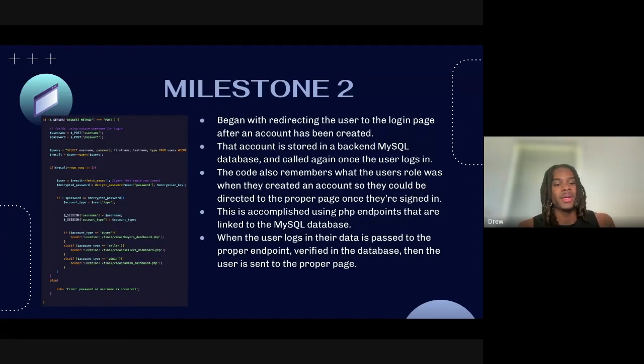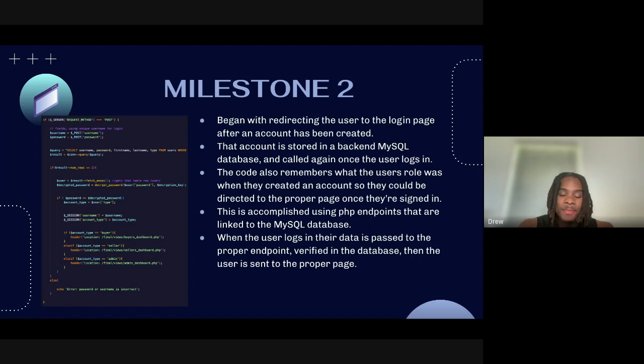So to start off milestone 2, right? Milestone 2 is essentially just the login and making sure that the user is redirected to all of the proper pages once their account is created. So this part starts with the login, like I said, and it connects to the sign up page where after the user makes an account, they select exactly what kind of user they are, whether they are a buyer, a seller, or an admin. And then after they have created that account, they're immediately redirected to the login.